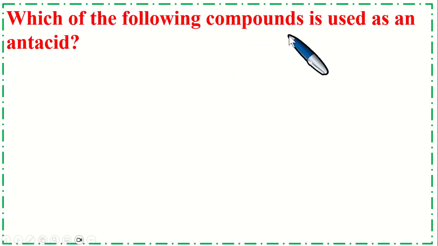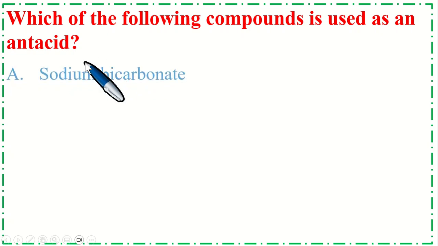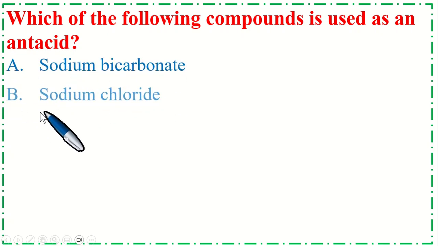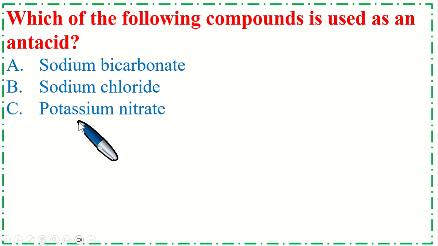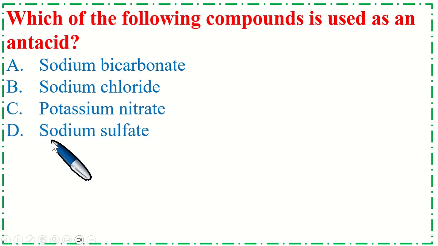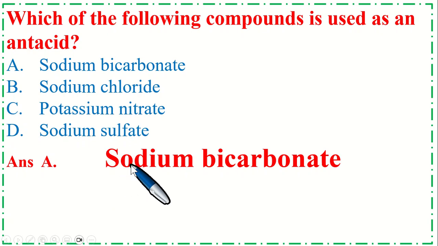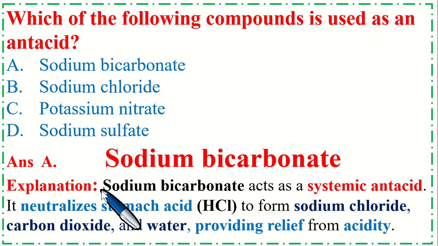Which of the following compounds is used as an antacid? Option A, sodium bicarbonate. B, sodium chloride. C, potassium nitrite. And option D, sodium sulfate. So the correct option is A, sodium bicarbonate. Explanation: sodium bicarbonate acts as a systemic antacid. It neutralizes stomach acid HCl to form sodium chloride, carbon dioxide and water, providing relief from acidity.